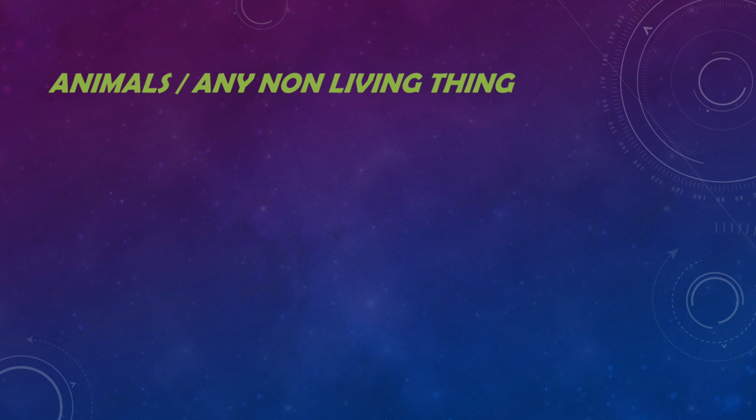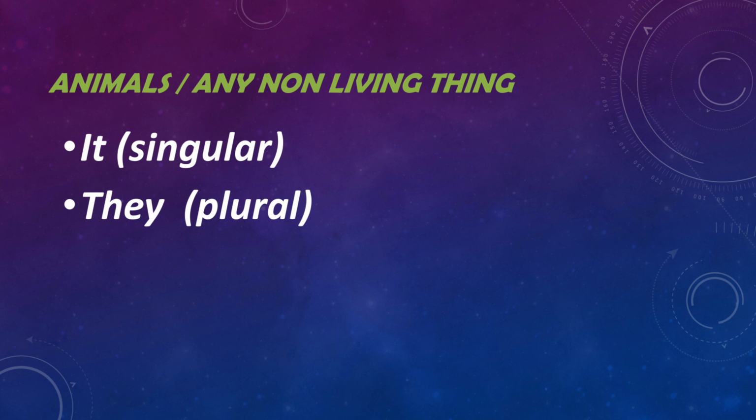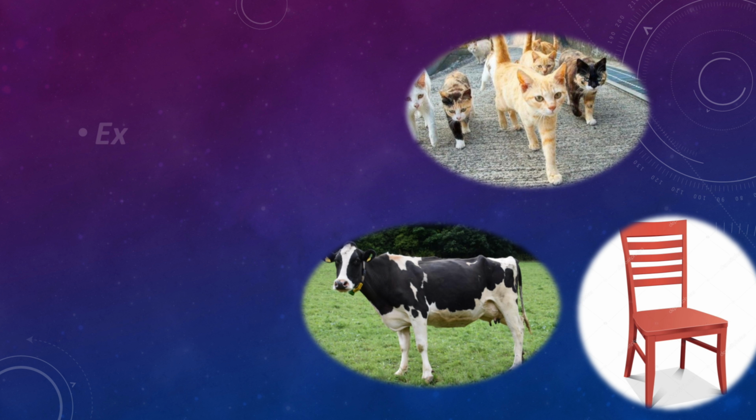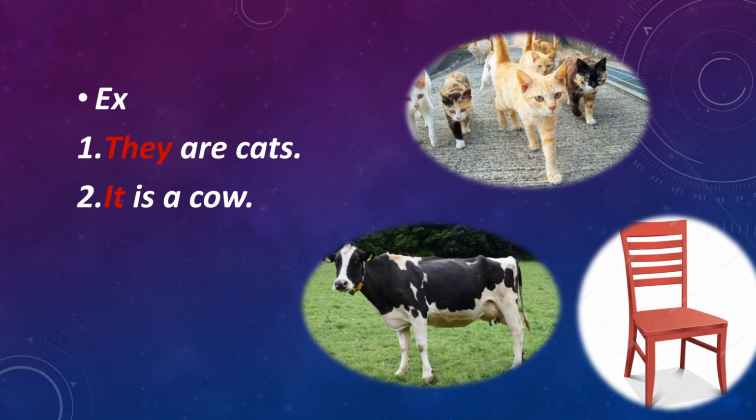Now, for animals, plants or any non-living thing, we use the pronoun it if it is singular and they if it is plural. Let's take examples. They are cats. If we are talking about so many cats, then we will use the pronoun they. It is a cow. If we are talking about a single cow, then we will use the pronoun it. It is a chair. Similarly, if we are talking about a single chair, we will use the pronoun it.